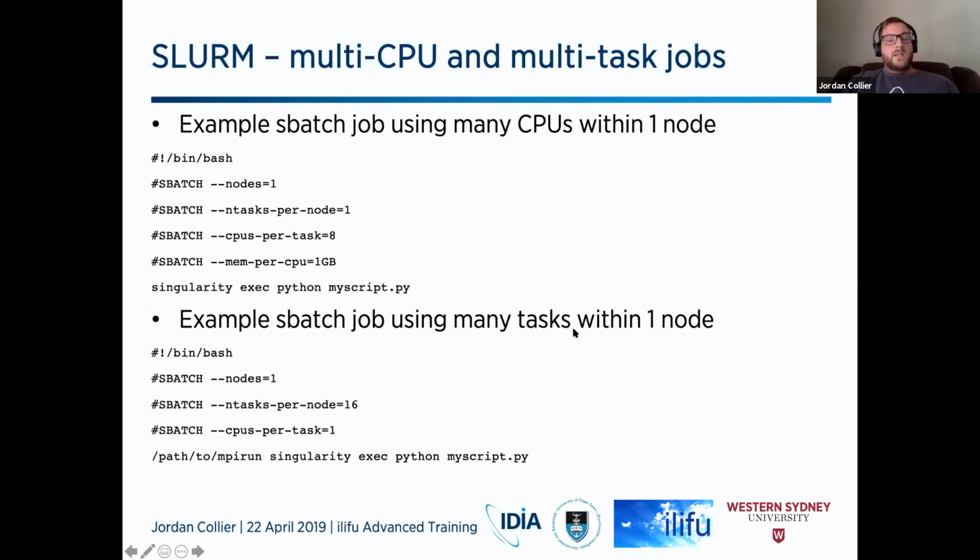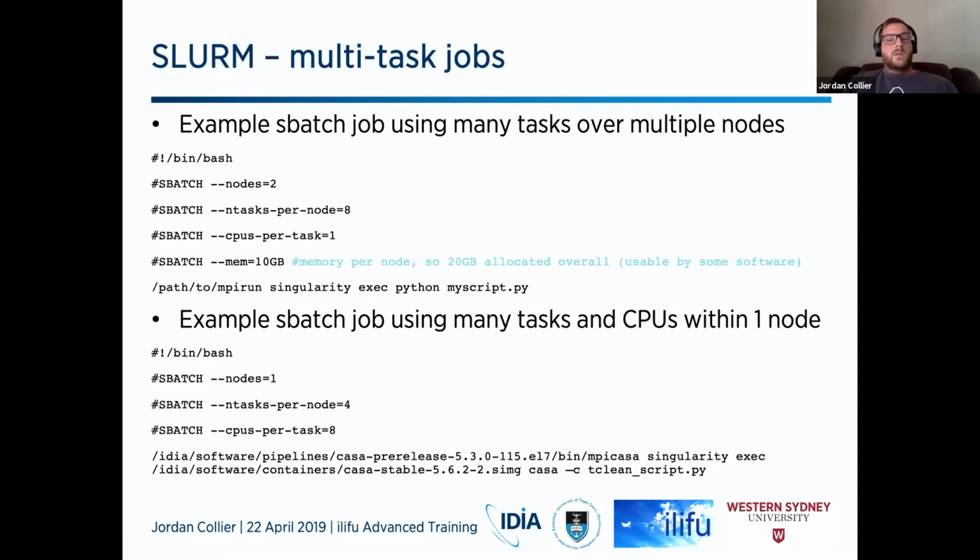And then I could use many tasks within one node. So I could set nodes to 1, but then n tasks per node to 16 and CPUs per task to 1. And then I would need to wrap it in some MPI call, and then again run Singularity and my script, where the script would need to have MPI implemented.